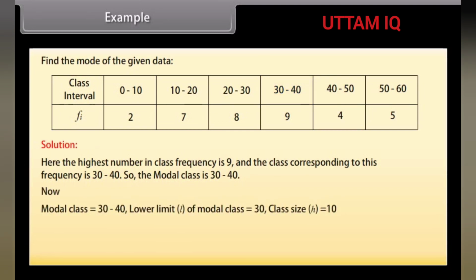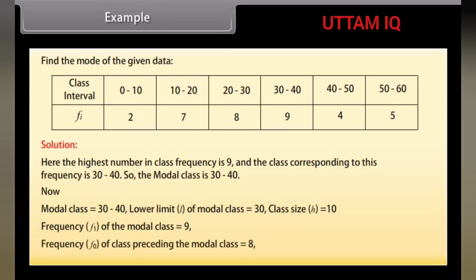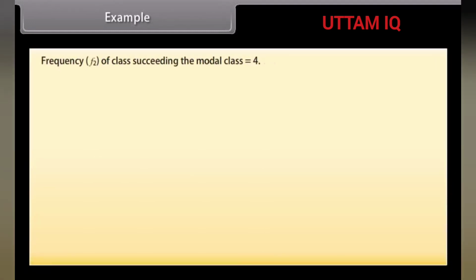Now, modal class is equal to 30 to 40. Lower limit L of modal class is equal to 30. Class size H is equal to 10. Frequency F1 of the modal class equals 9. Frequency F0 of class preceding the modal class equals 8. Frequency F2 of class succeeding the modal class equals 4.